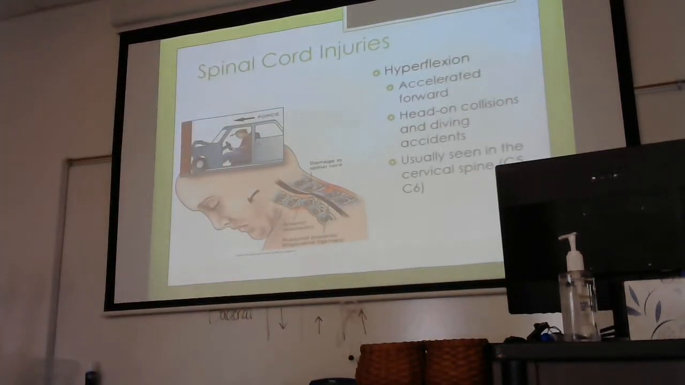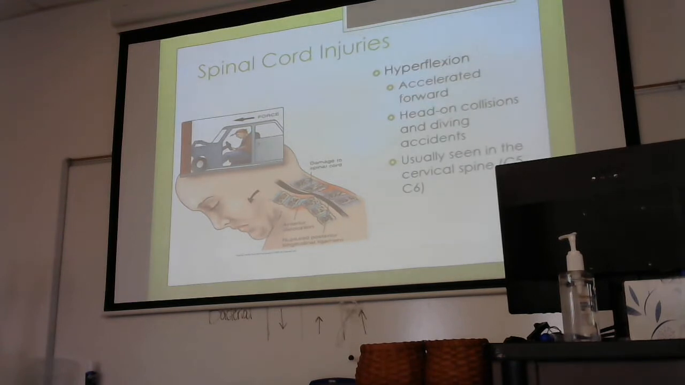with a hyperflexion injury, the force is in front of the patient, head moves forward, but we have a tear on the posterior longitudinal ligament. Because the head is overflexed, the back of the neck, where the posterior longitudinal ligament is, is where the tear occurs, making that neck weak, and then we have an anterior cord injury. We have an injury to the cord.